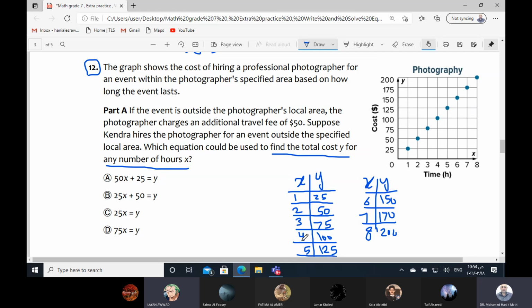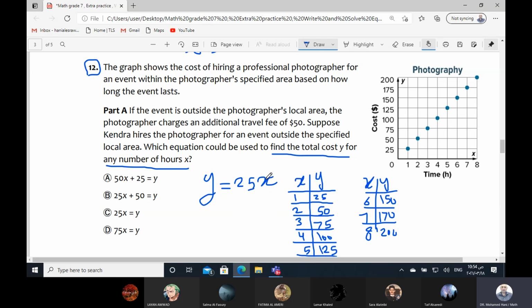What is the relationship? 5 times 25. This was 5. Multiply by 25. So we find y when we multiply the x by 25. We find the value of y when we multiply the value of x by 25.